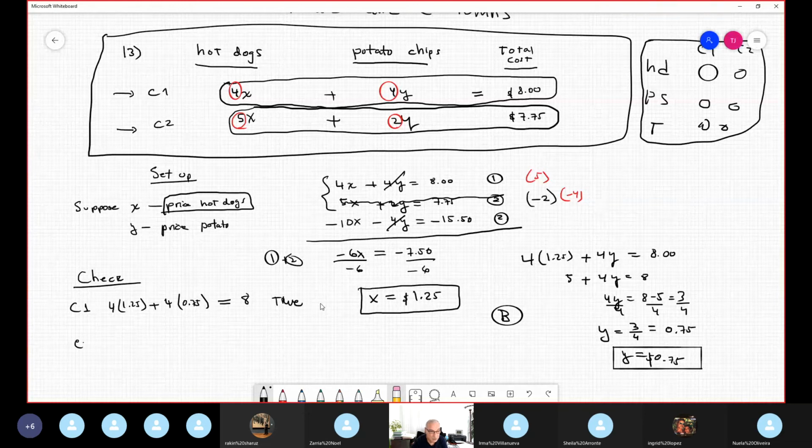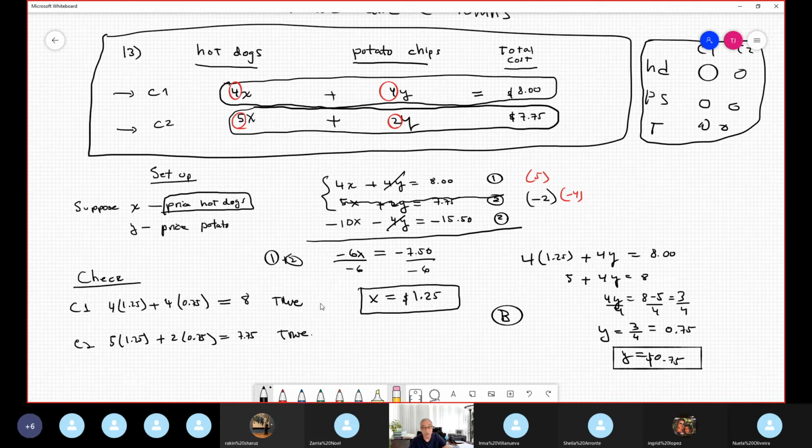And likewise, for customer 2 it is an identical idea. 5 times 1.25 plus 2 times 0.75 should be $7.75. I put it in my calculator: 5 times 1.25 plus 2 times 0.75. Bang! It's exactly the same, $7.75. True. We are the best in Miami-Dade College, therefore we get 100 points. Any question?